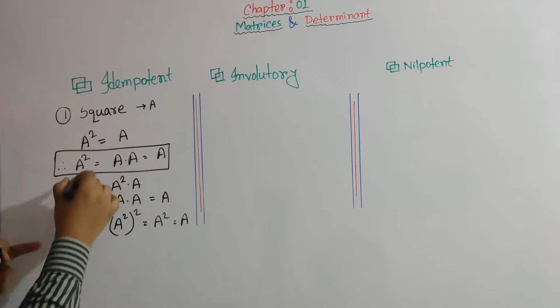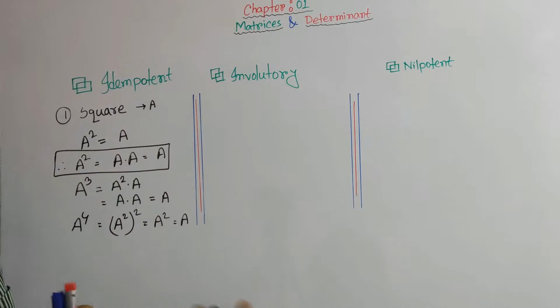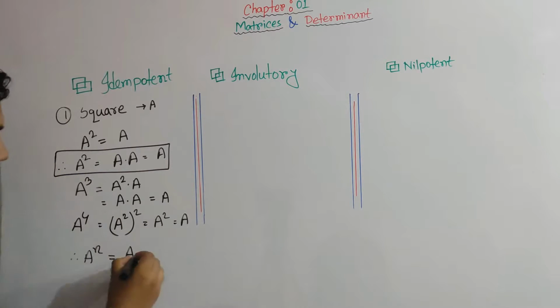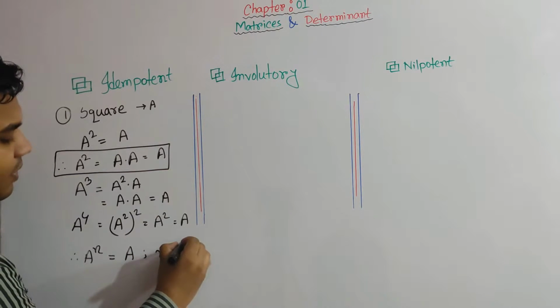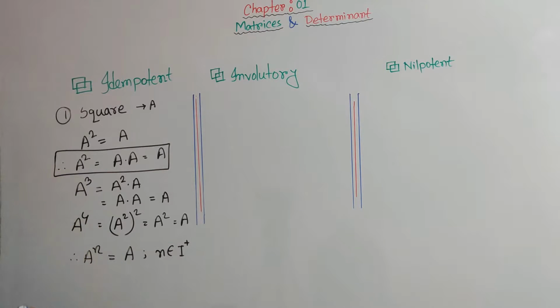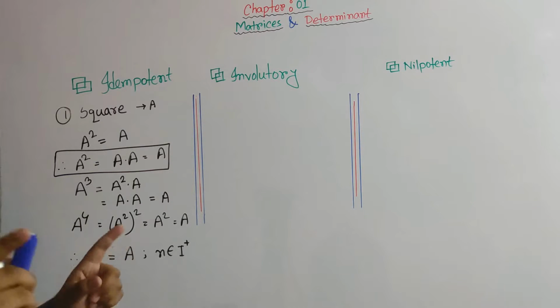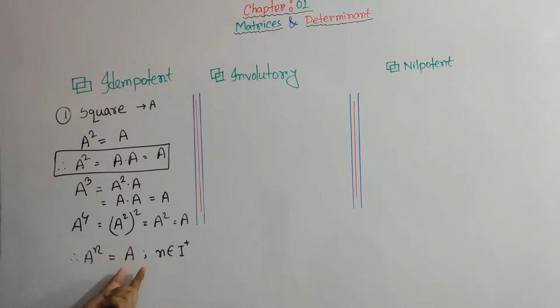So if we are going for A square, A cube, A to the power 4 or something like that, finally we get A to the power n, which is also A, where n belongs to the positive integers. So actually our definition of the idempotent matrix should be that any square matrix A can be idempotent if A to the power n equals A, where n belongs to the positive integers.